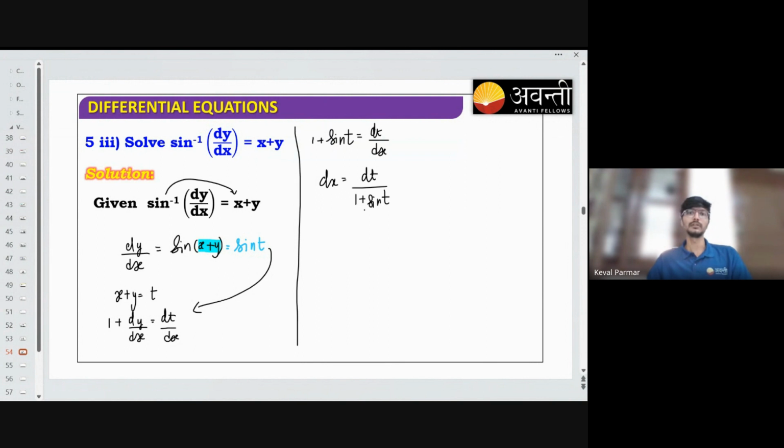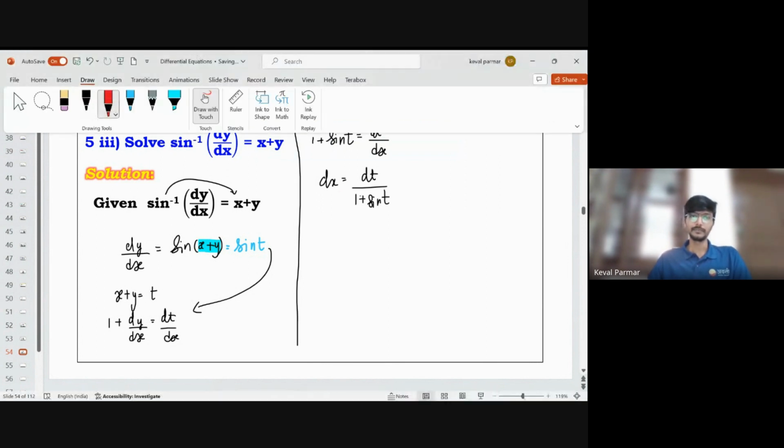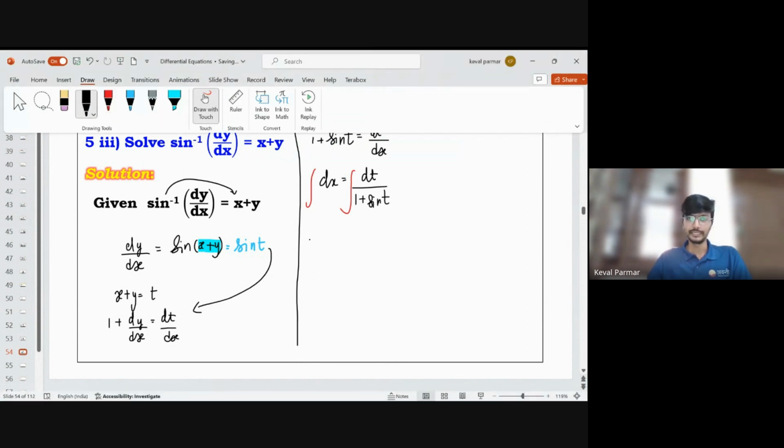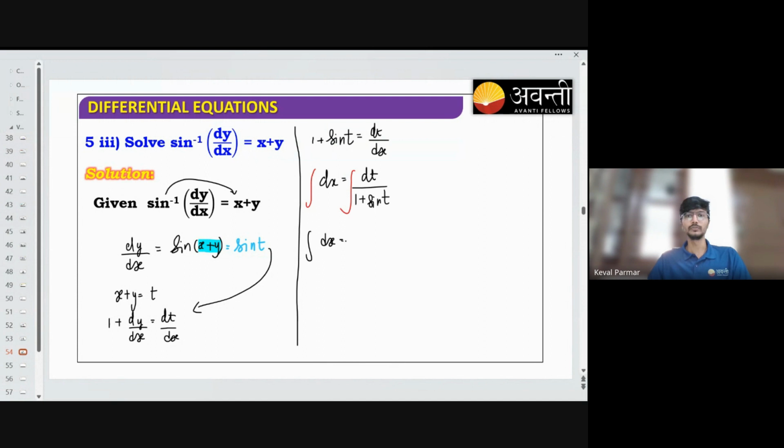Do you know how to solve the RHS? On the RHS we simply rationalize. So integration of dx will be equal to integration of 1 minus sine t upon cos square t dt. If I rationalize, I'll get this. And if I split the numerator, I'll get integration of sec square t minus sec t into tan t dt. All the functions are integrable.